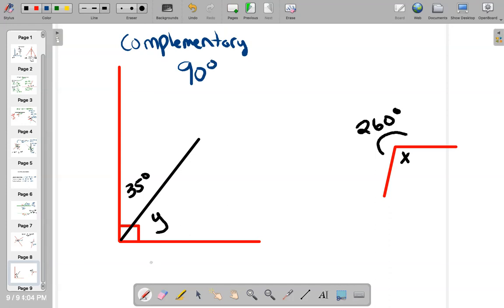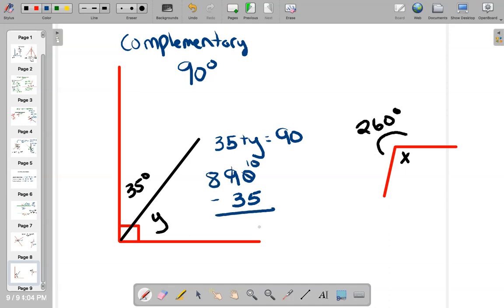So in this problem, I would do 35 plus y has to equal 90, which means that I need to subtract 90 minus 35, and I would get 45 degrees. Nope, 55 degrees.